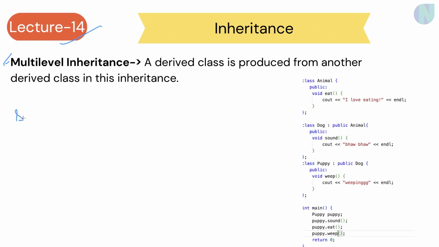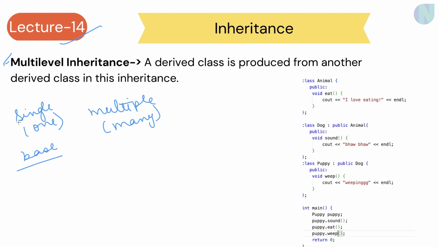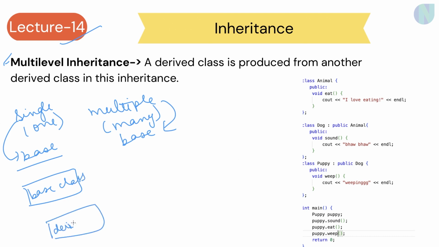So in the prior videos, we watched what is single inheritance, what is multiple inheritance. Just giving you a brief overview about both. As you can see from the word, single means one and multiple means many. So whenever there is one base class, it is called single inheritance. Whenever there are many base classes, it is called multiple inheritance. Here is the base class, and this is the derived class. This derived class is deriving its properties from the base class.